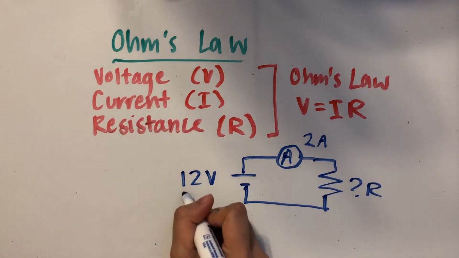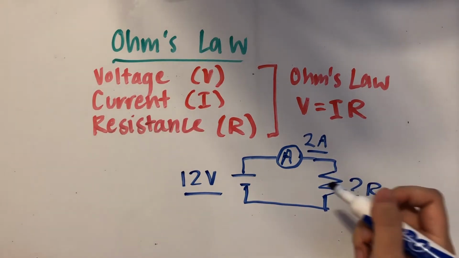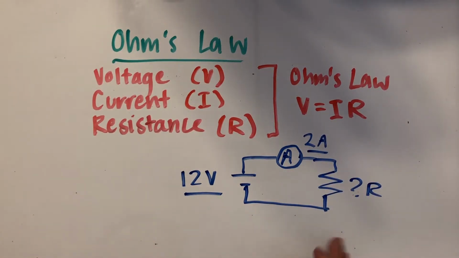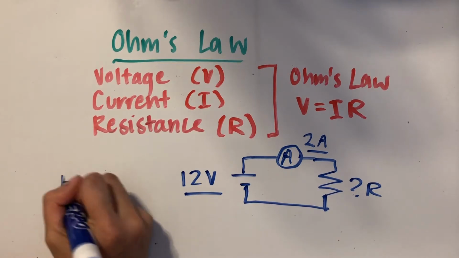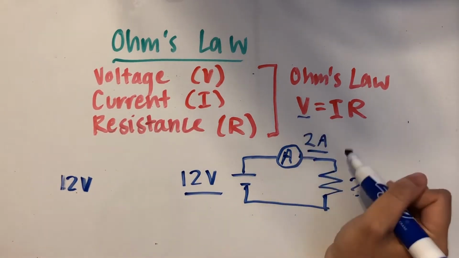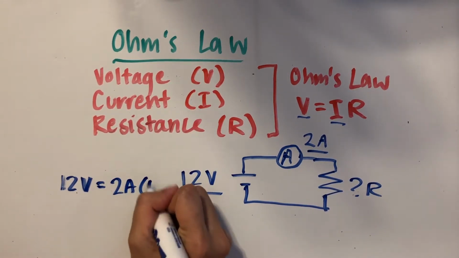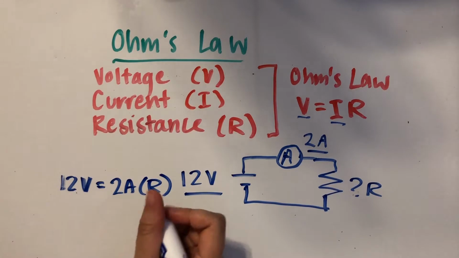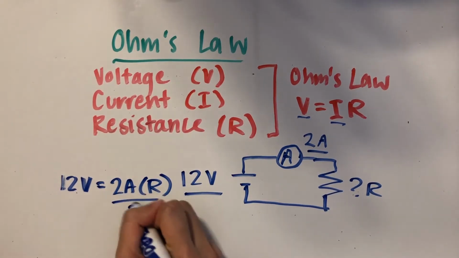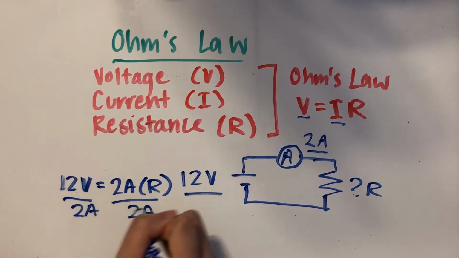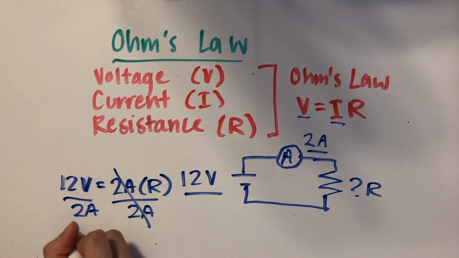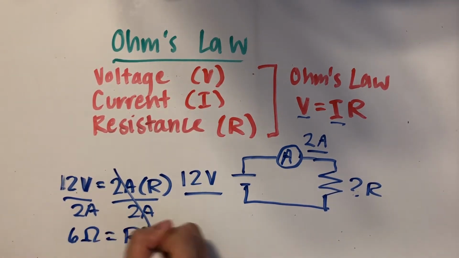Now that you know the voltage and the current, you can really easily plug them into Ohm's law and get a resistance value. So we have 12 volts for our voltage, we have 2 amps for our current, and that's going to be multiplied by an unknown resistance value, which we can solve for by dividing both sides by 2 amps, and that gives us a value of 6 ohms as our resistance. So Ohm's law is super simple, super easy, but also super helpful, especially when you get to tougher circuit problems.